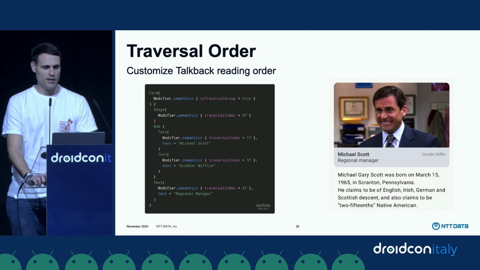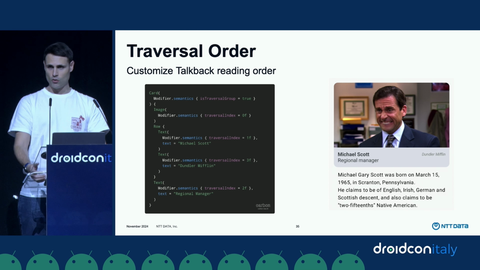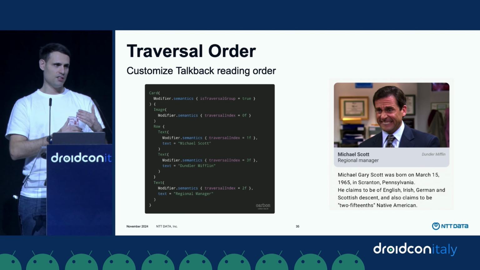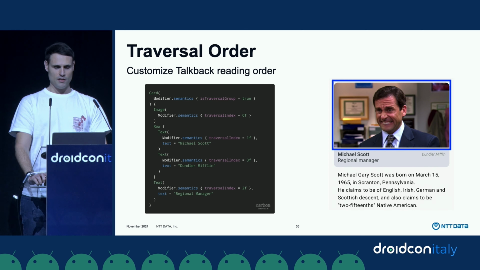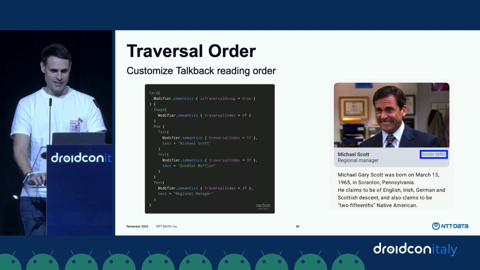We can achieve it by setting the parent group as a traversal group, so the traversal group property. Then we can set a traversal index for each element inside. The ordering is from the lowest value to the highest value. So in this example, it goes from the image of Michael Scott, the world's best boss, then Michael Scott, then Regional Manager, and then at the end Dunder Mifflin.